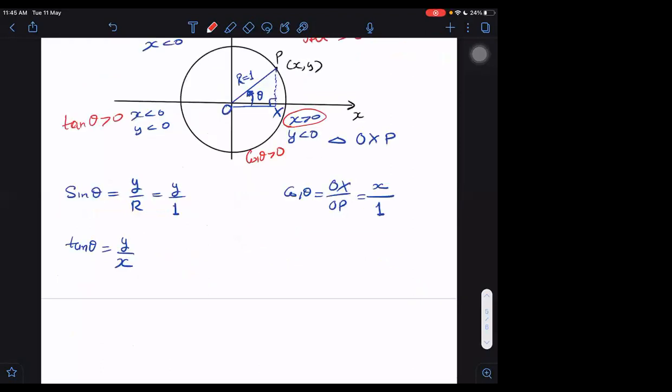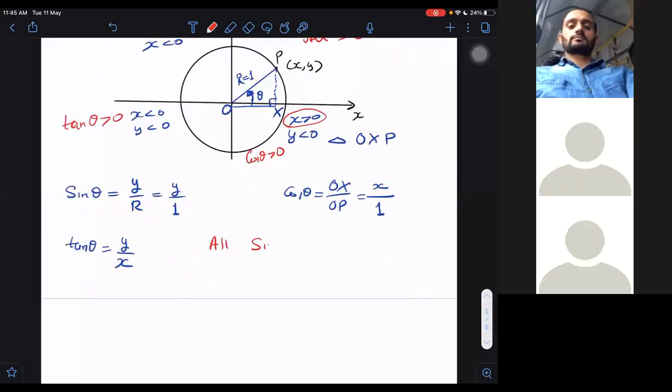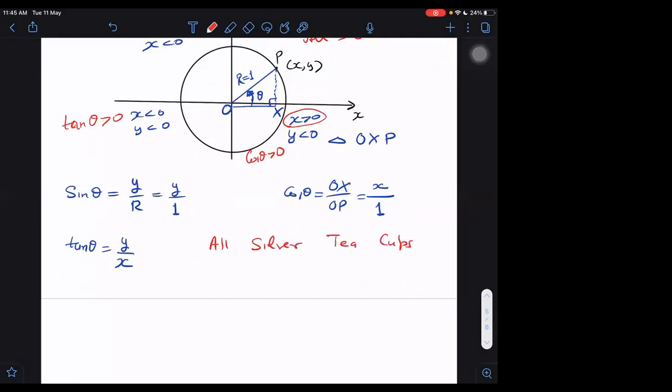Some students remember "All Silver Tea Cups". All stands for all trigonometric ratios. S stands for sine and cosec. T stands for tan and cot. And C stands for cos and sec. And yes, it is true that if sine is positive, then the reciprocal of sine, cosecant, will also be positive. If tan is positive, then cot will also be positive. If cos is positive, then secant will also be positive.